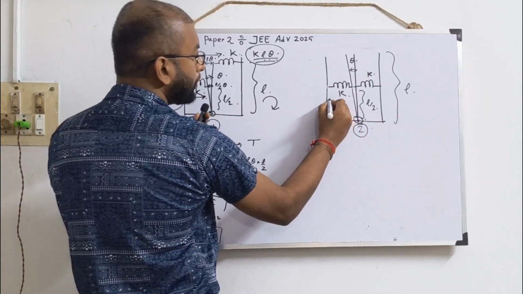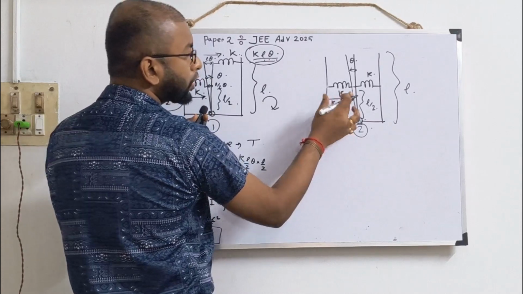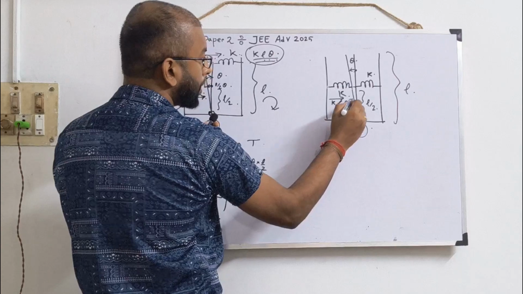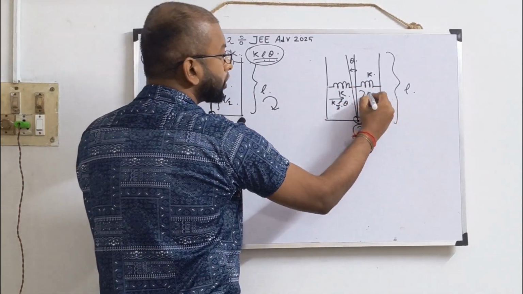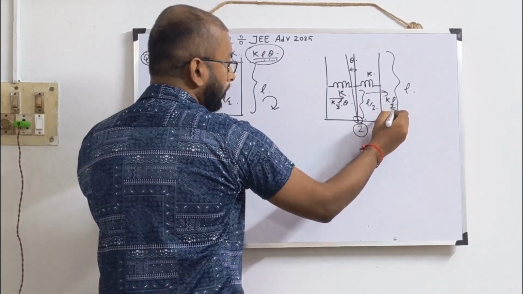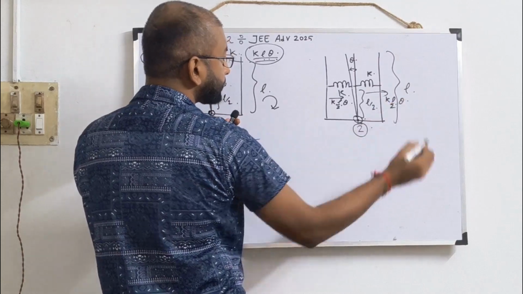So the spring force will be in this direction, and the amount of force will be K into the compression of the spring from the equilibrium position, that is L by 2 into theta. So this spring also will be extended by L by 2 into theta. So the spring force will be in this direction, and the spring force is K into L by 2 into theta.